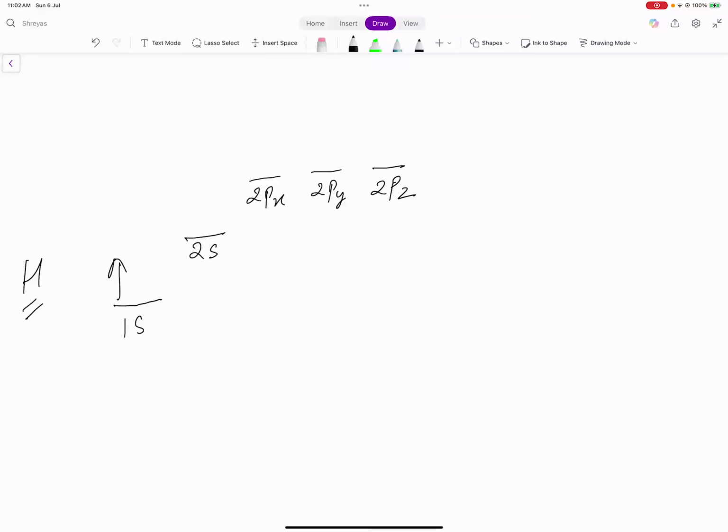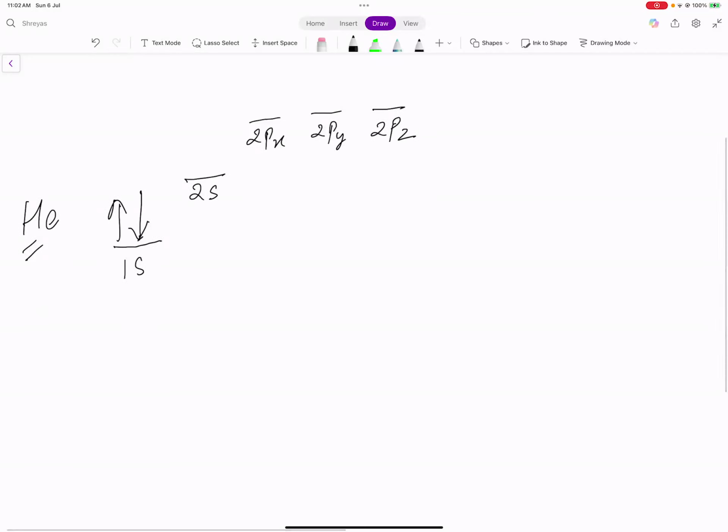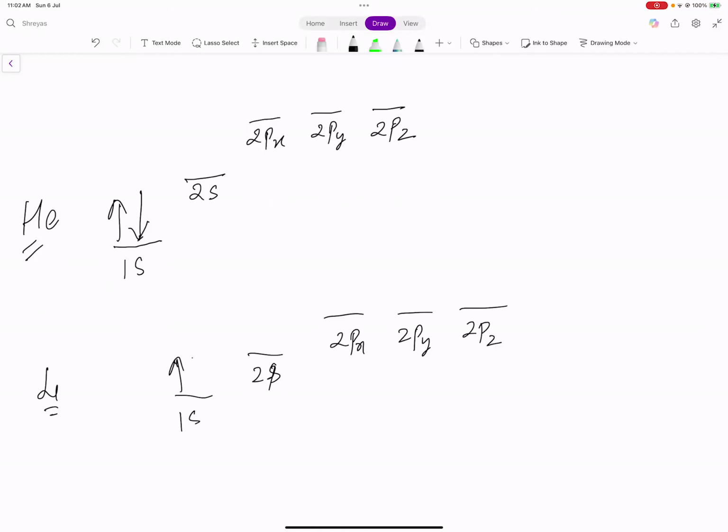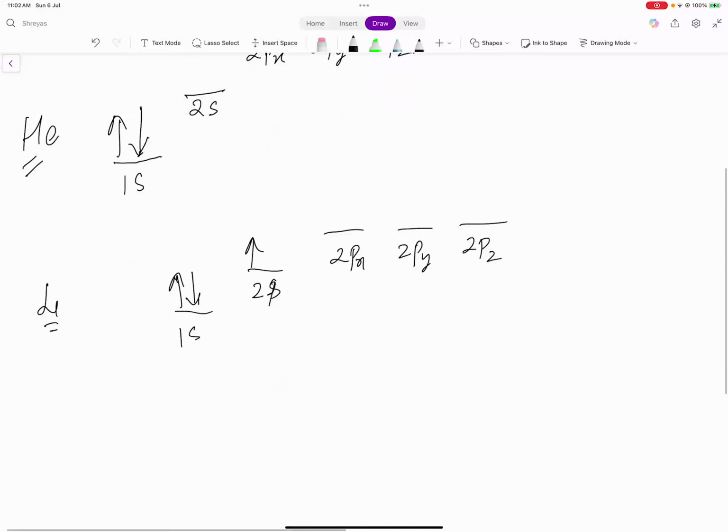Then we come to helium. The second electron comes, but Pauli said it must come with opposite spin, right? Then let's draw it here again: 1s, 2s, 2px, 2py, 2pz. Same thing. Lithium has three electrons: 1, 2, and now the third will go to this one, right?